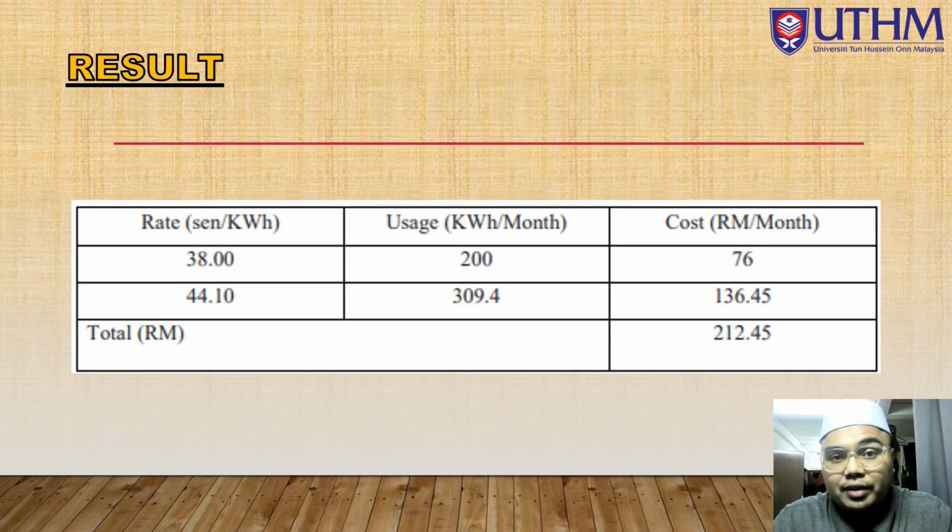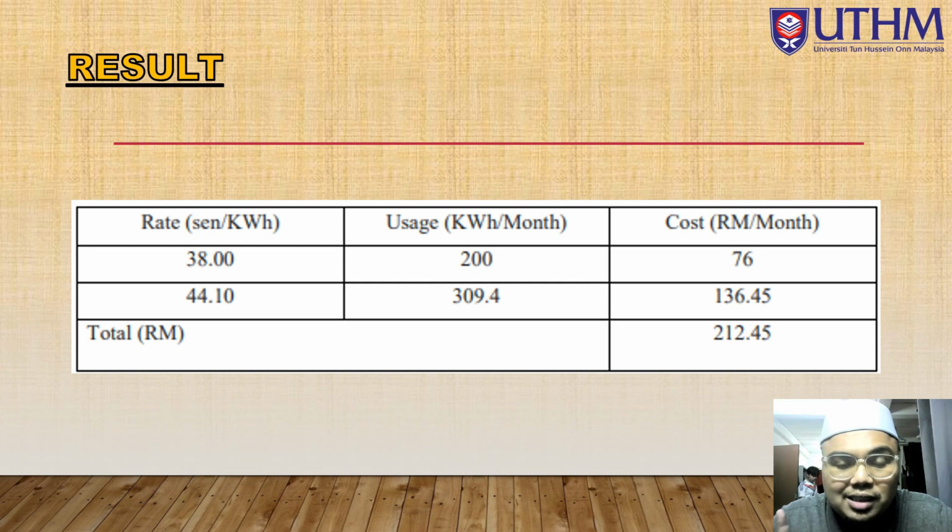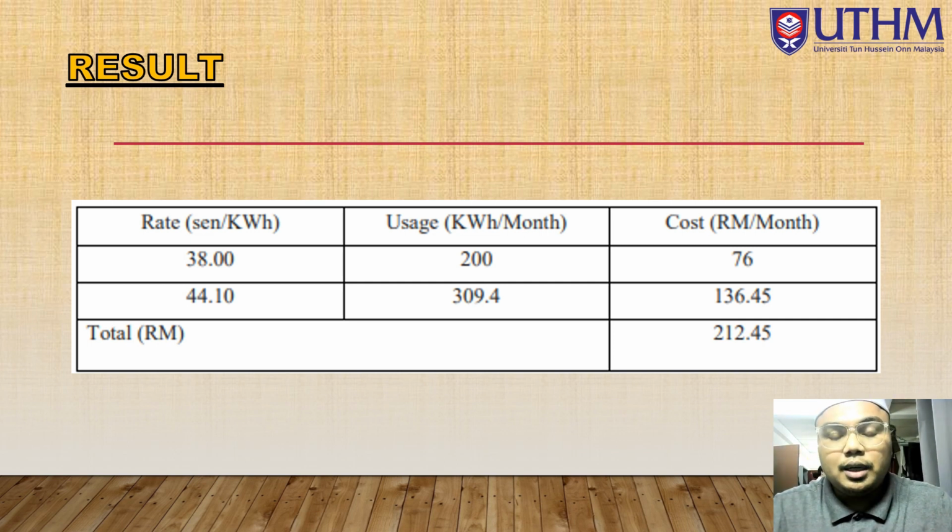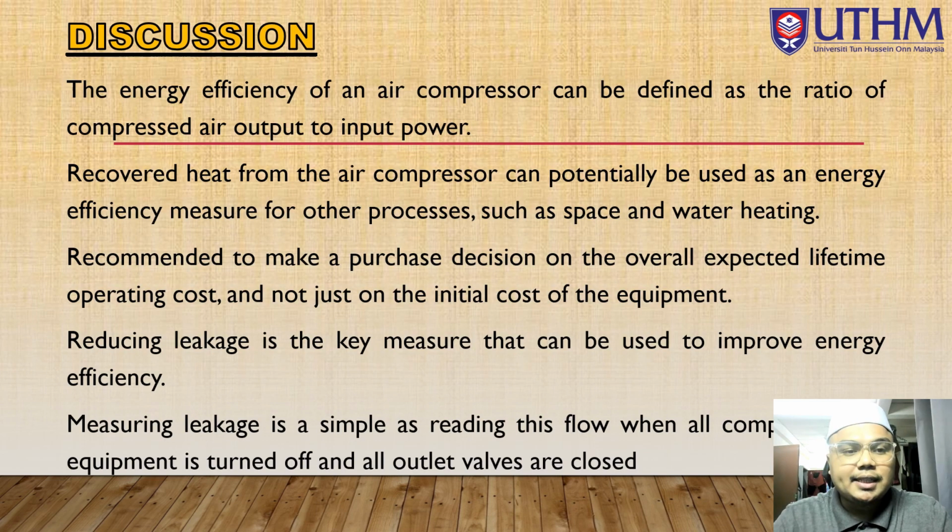Alright, when we talk about the tariff for TNB, our total kilowatt hours per month is 509.4. For the first 200 kilowatt hours, the rate is 38.00 sen, so the cost for the month is 76 ringgit. The balance of 309.4 kilowatt hours is at a rate of 44.1 sen, so the cost is around 136.45. So the total for a month for the air compressor is around 212.45 ringgit Malaysia.